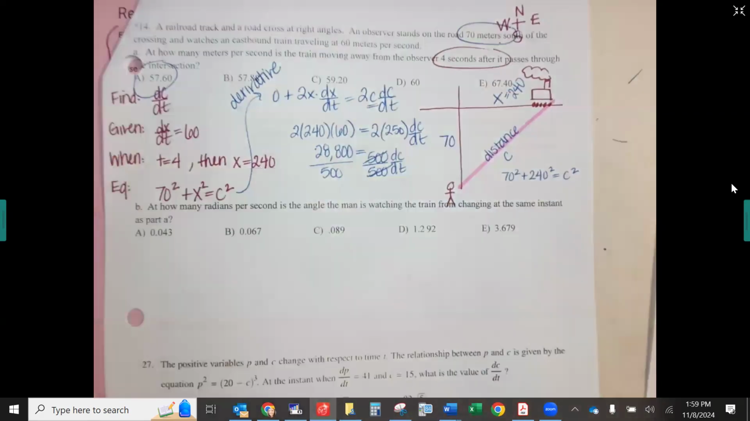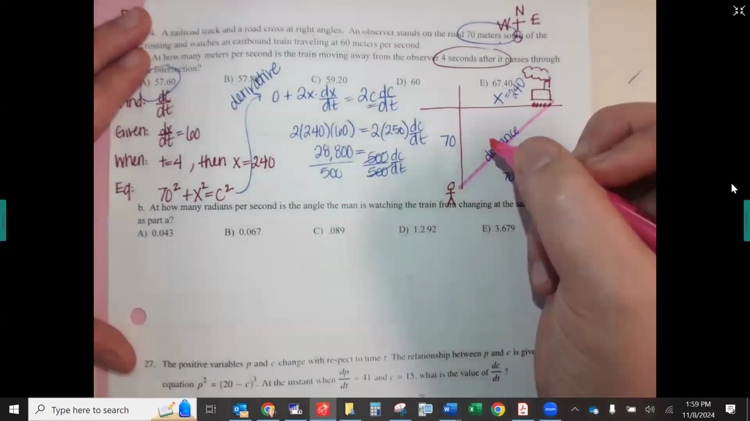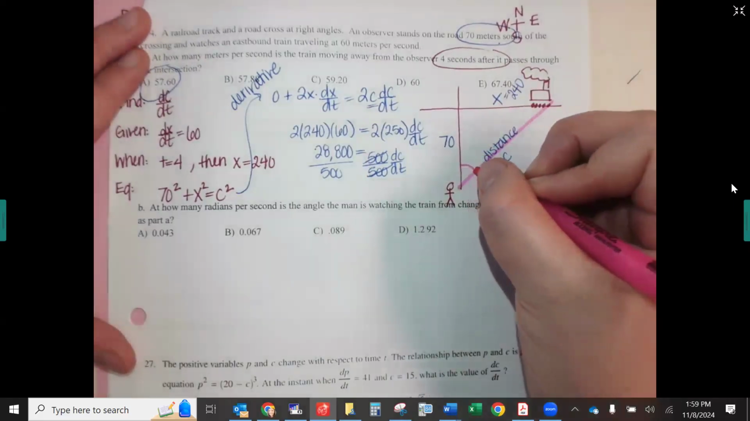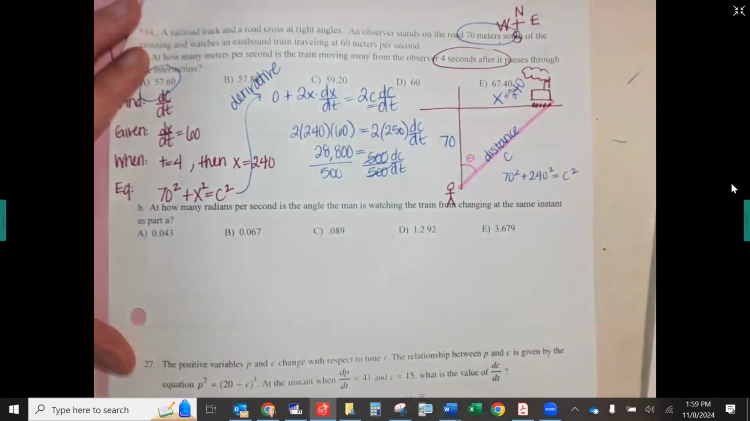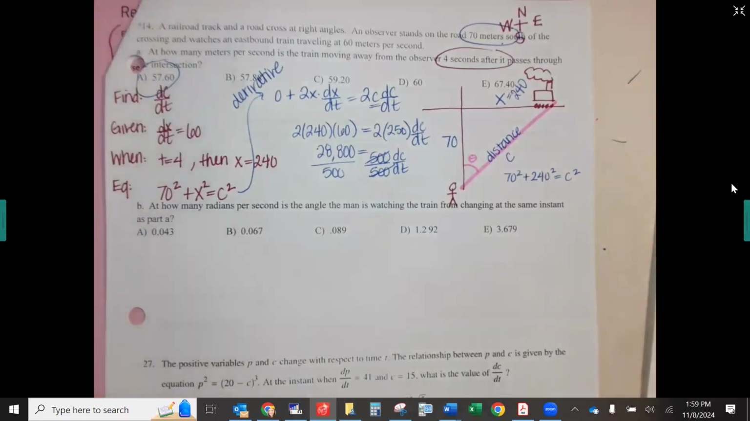All right, go down to part B. Okay, part B says, how many radians per second is the angle the man is watching the train from changing at the same instant as part A? Where should I put my theta? Which corner? The bottom one, where the guy is. This is his angle that he's watching the train from. We're going to call it theta.